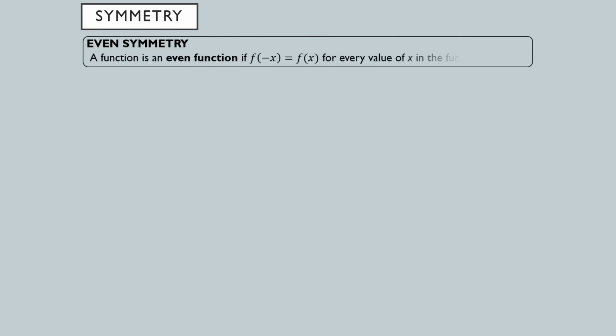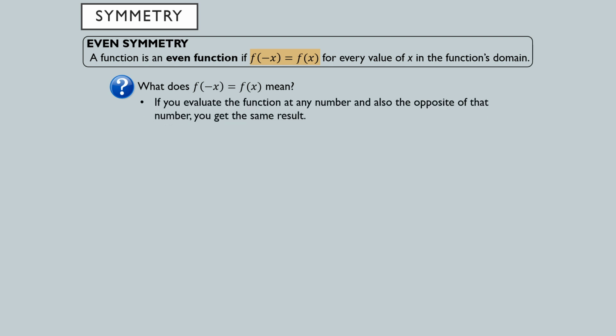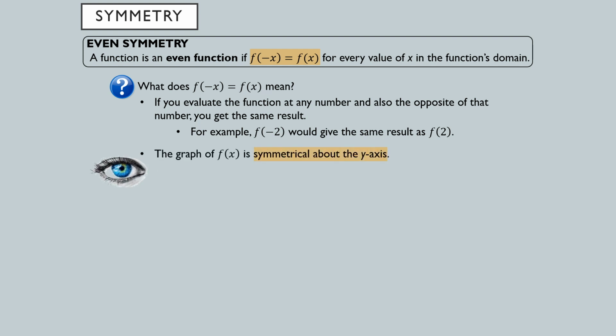What you're going to see on the screen now is pretty much everything that we just talked about with those graphs. Even symmetry, you have an even function if f at -x equals f at x. Now, what does that actually mean? It means if you evaluate the function at any number and its opposite, you get the same result. So f at -2, for example, will give the same result as f at 2. What does it look like? The graph of f at x is symmetrical about the y-axis.